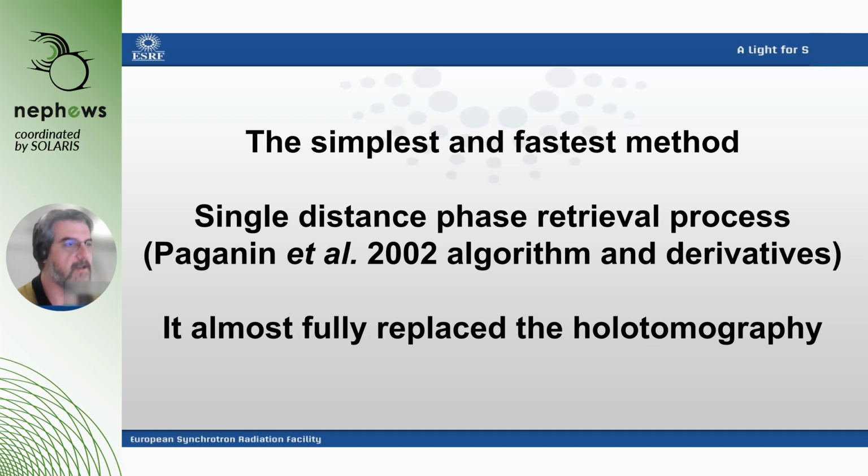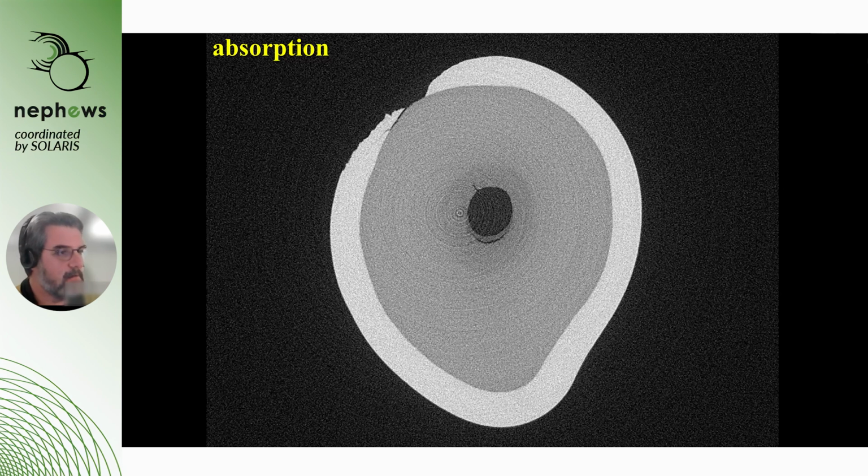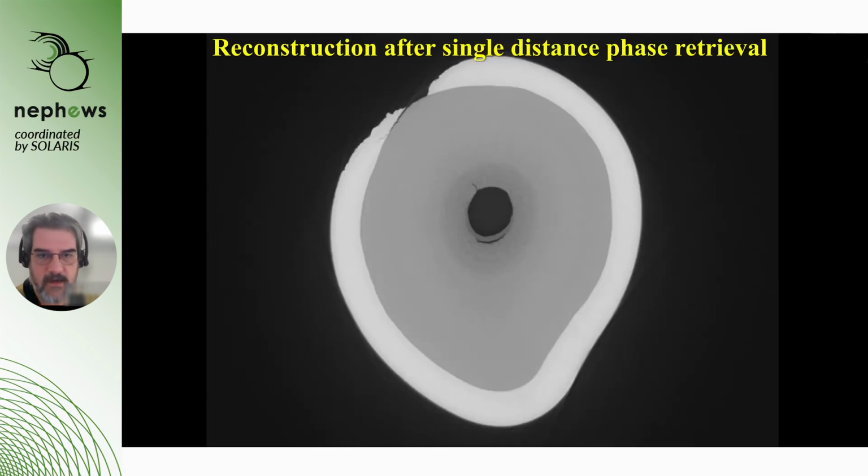Then another technique came. It took some time to really spread in the different synchrotron beamlines, but nowadays it basically replaced the holotomography because it's much faster, much easier, and can be done in polychromatic with much more relaxed conditions. This one is just single distance phase retrieval. It's based on an algorithm from Paganin and collaborators, but from this algorithm, there are plenty of different variations. So to show you what you can reach, this one is a modern tooth image in absorption, the same one with 1 meter of propagation, again in edge detection, and the effect of the phase retrieval with this algorithm.